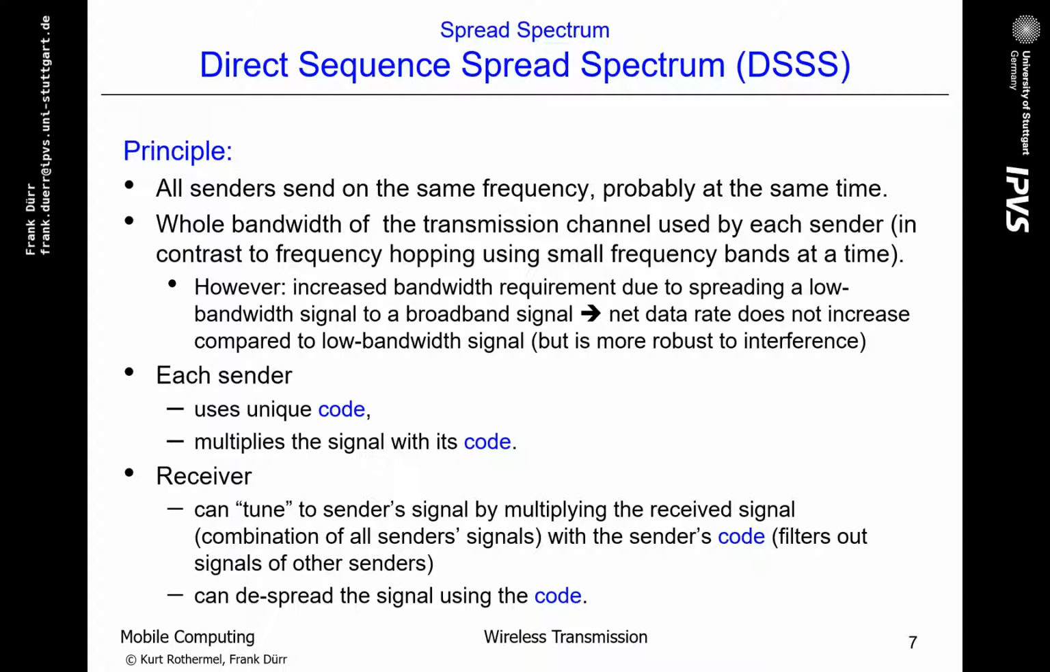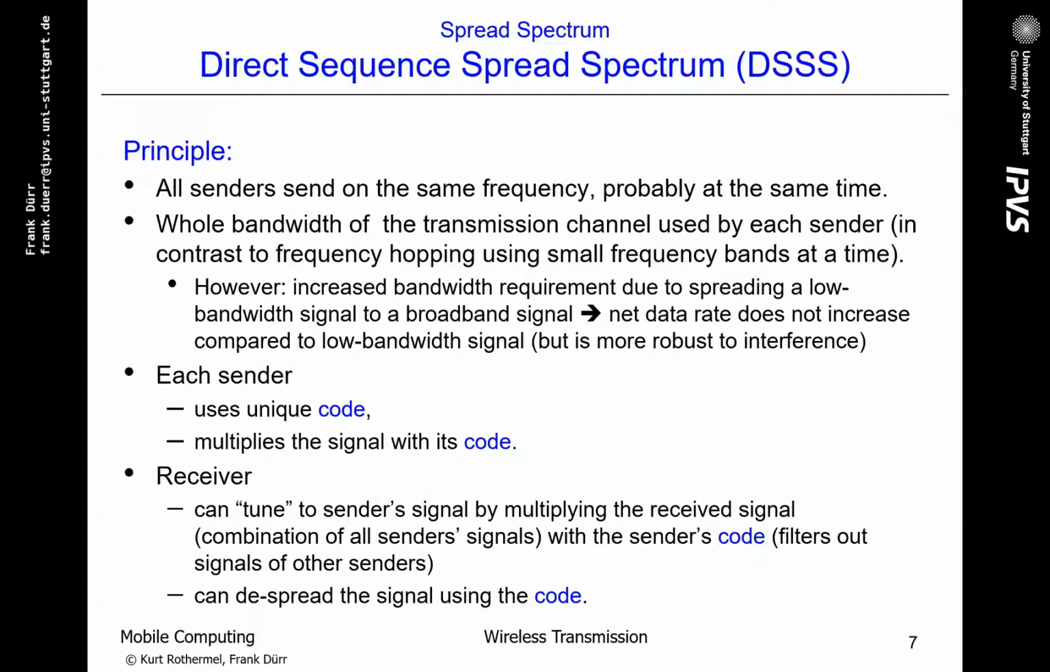So what we hope by doing this is we want to increase robustness. That means the broadband signal should be more robust to narrowband interference than the low bandwidth signal. However, the data rate will not really increase compared to the low bandwidth signal because we just spread the low bandwidth signal to a broadband signal, which is then more robust. And all the senders can then use the broadband channel at the same time. So, okay, there is no magic going on here, giving every sender more data rate than before.